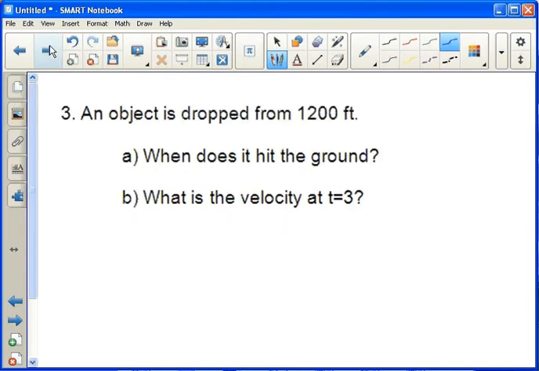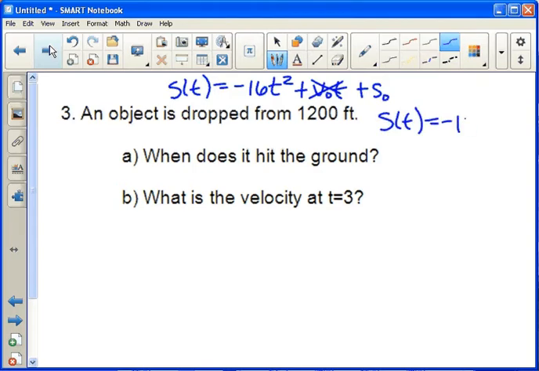Number 3, an object is dropped from 1,200 feet. When does it hit the ground, and what is the velocity at time 3? Our position function when we're dealing in feet and with gravity is -16t squared plus v naught t plus s naught, where v naught is the initial velocity and s naught is the initial position. If something is dropped, its initial velocity is 0, so we won't have a middle term. And it's 1,200 feet high when it drops, that's its initial position. So our position function would be -16t squared plus 1,200.